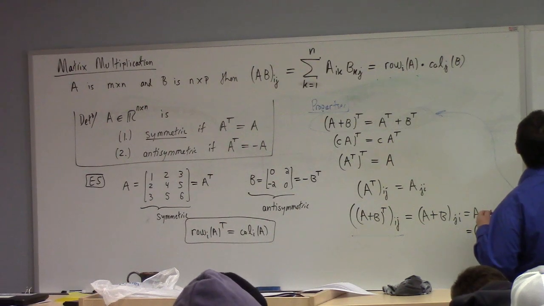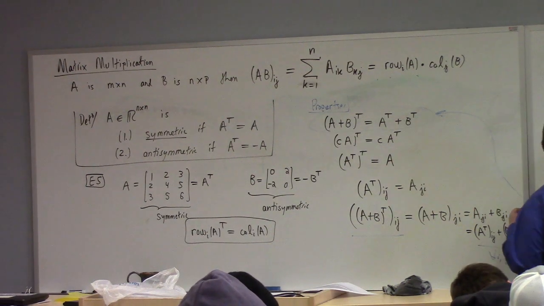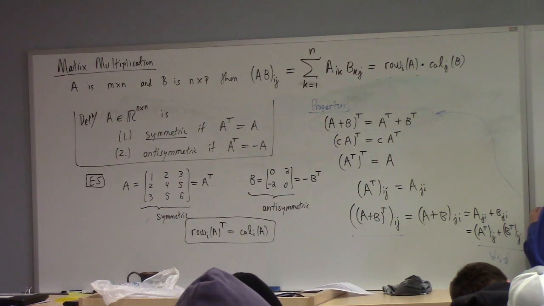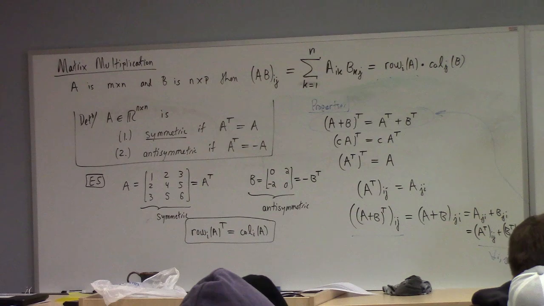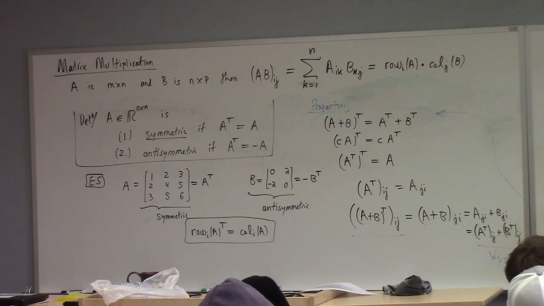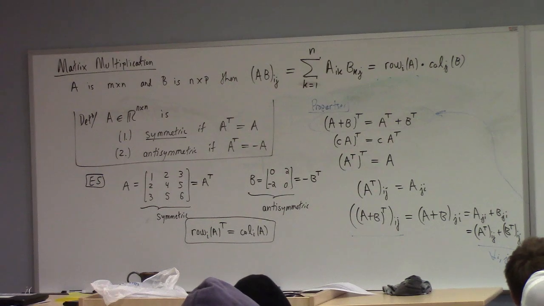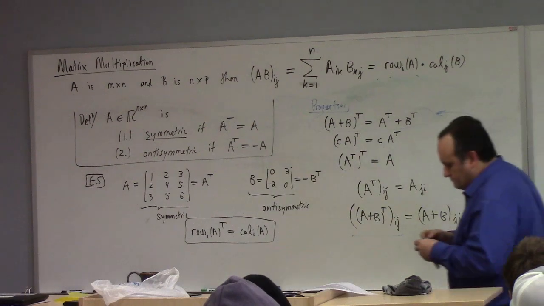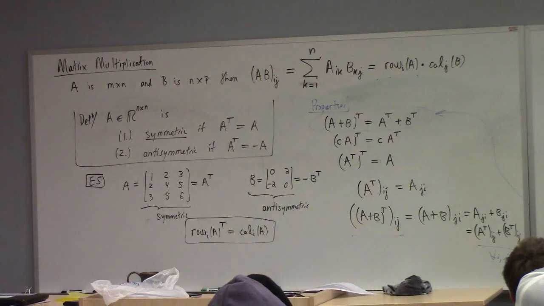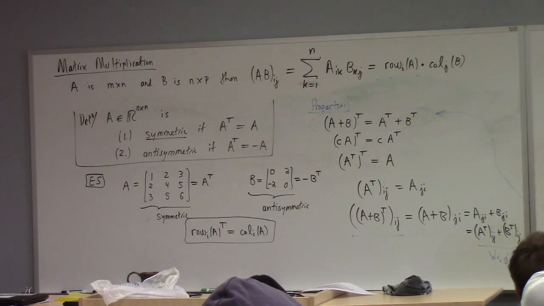Claim: if A transpose equals minus A, then the diagonal of A is 0. I guess I should say 0, 0, 0. If you think of the diagonal, you can think of it as a list of things. More to the point, A_ii is equal to 0 for all i. So the proof is very simple.